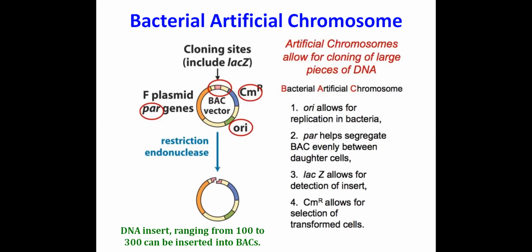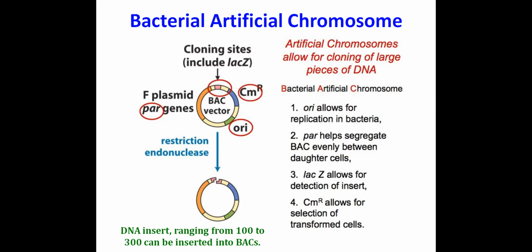Now the bacterial artificial chromosome. As I have told, the artificial chromosomes are basically engineered vectors that can carry a very large piece of DNA. The bacterial artificial chromosome can accommodate a DNA insert from 100 to 300 kb.